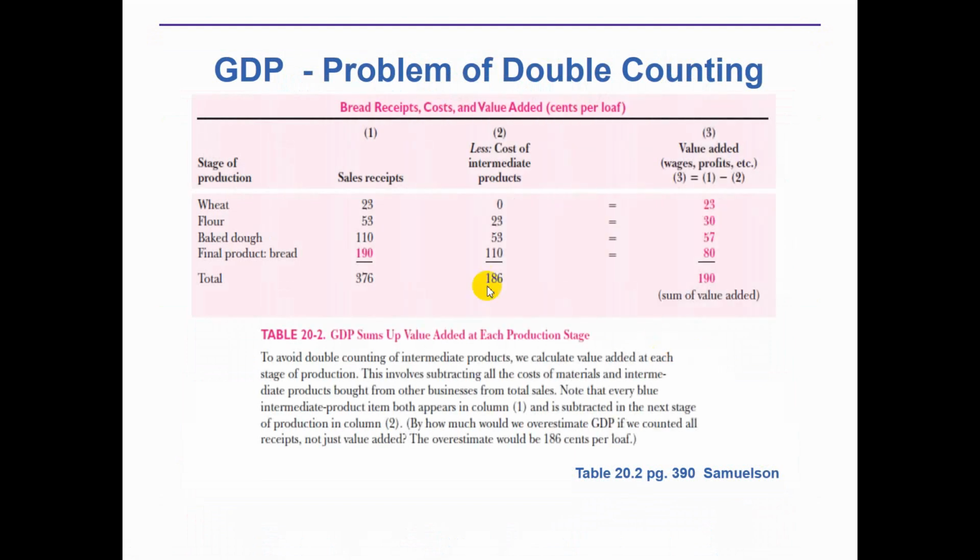So what is the problem in GDP? There might be a problem of double counting. If we are considering wheat, then flour, then baked bread, then the final product, we have to subtract the value of intermediate products, because by definition GDP is the value of final goods and services produced within a country for a specified period. So to avoid double counting, we must take only the final product, or subtract the intermediate products.